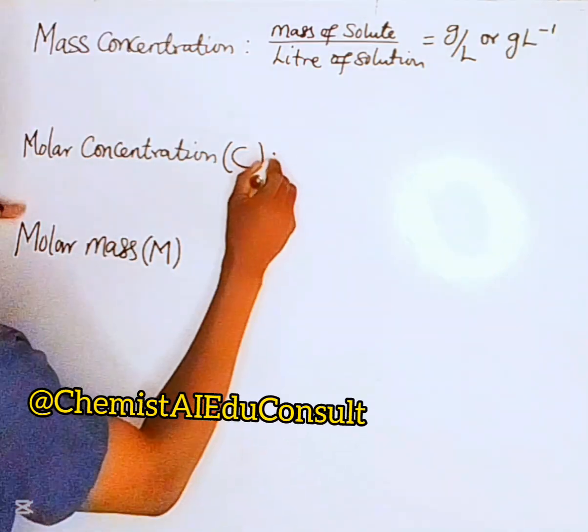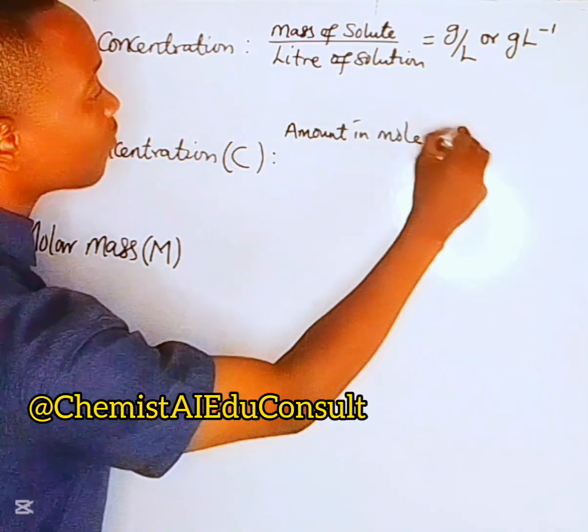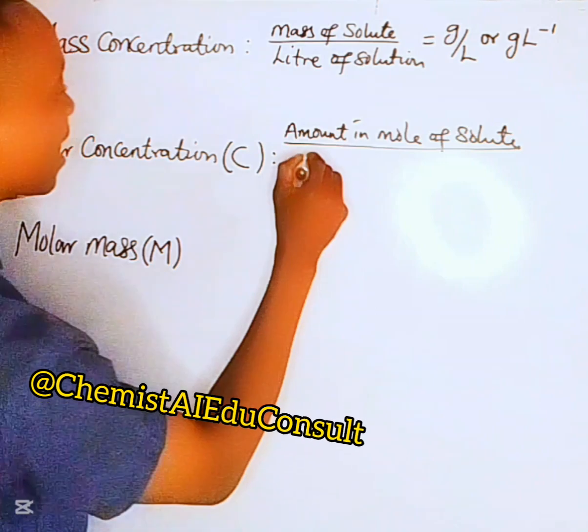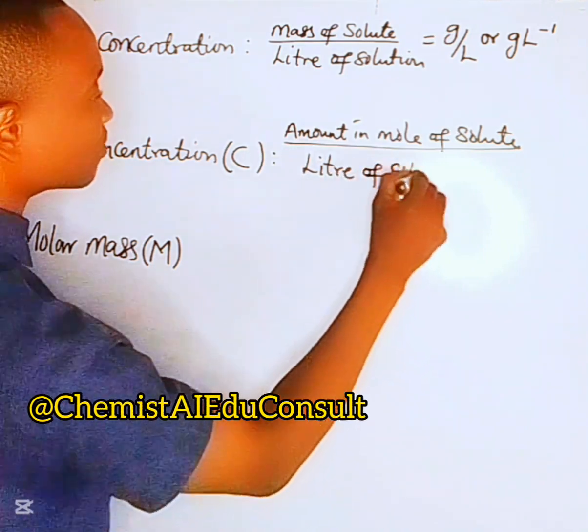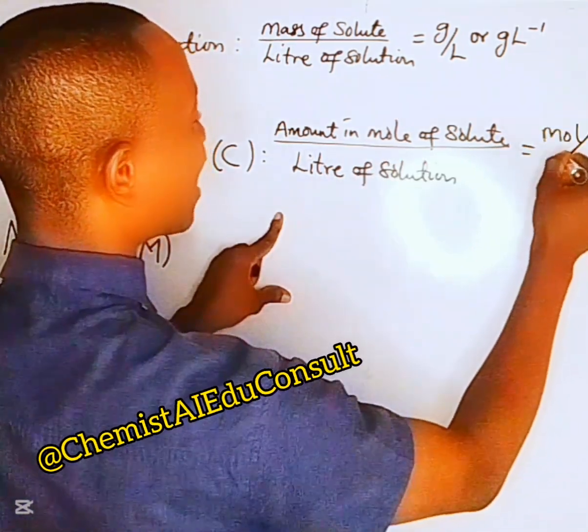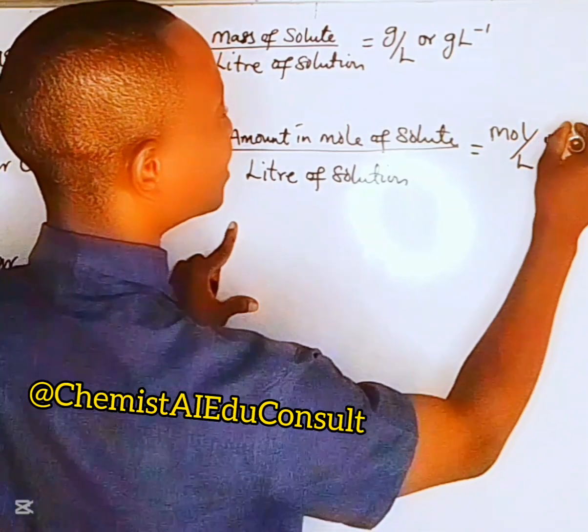Molar concentration is simply amount in mole of solute divided by the liter of solution. And the unit is mole per liter. Or you express it as this.